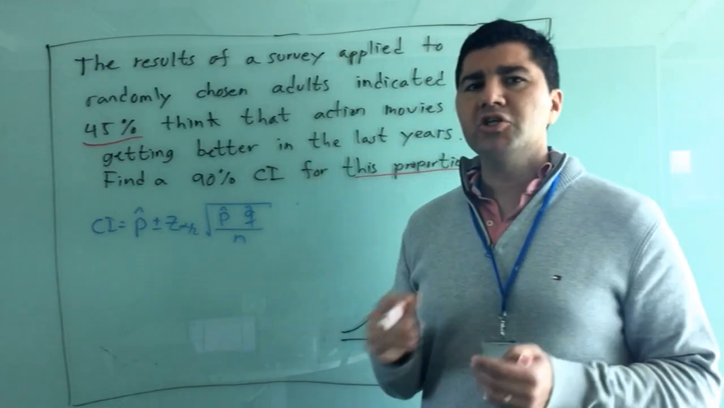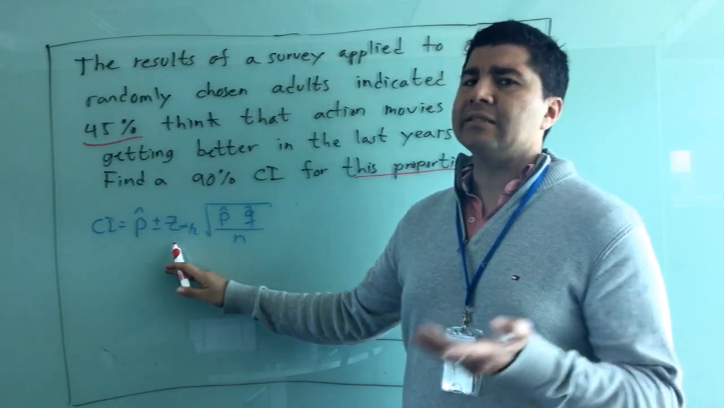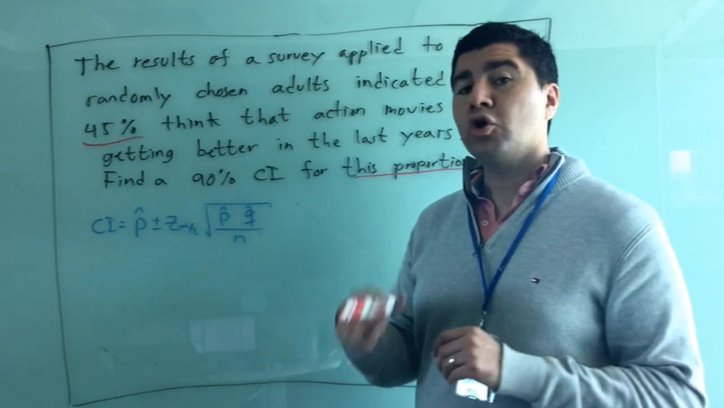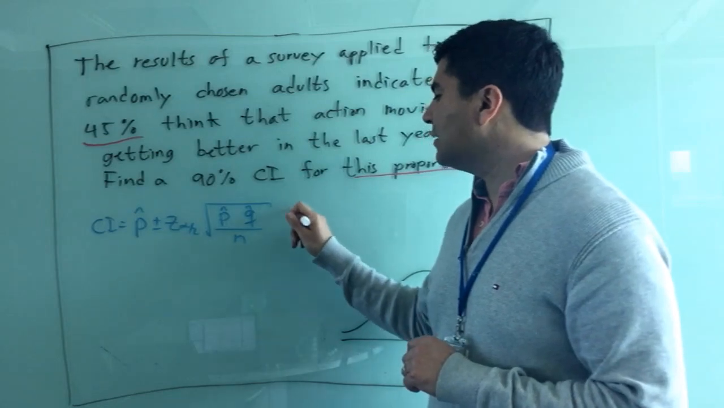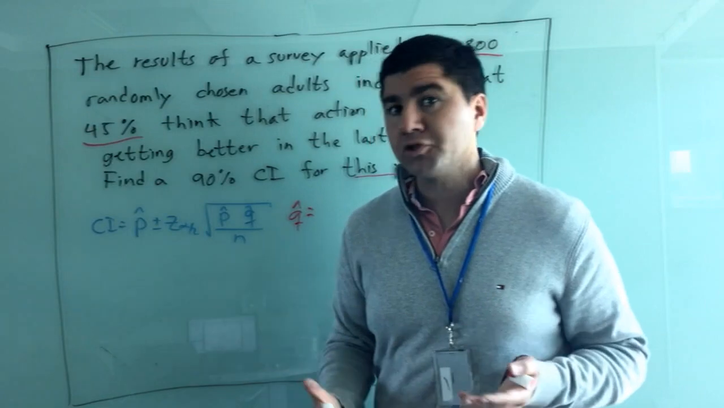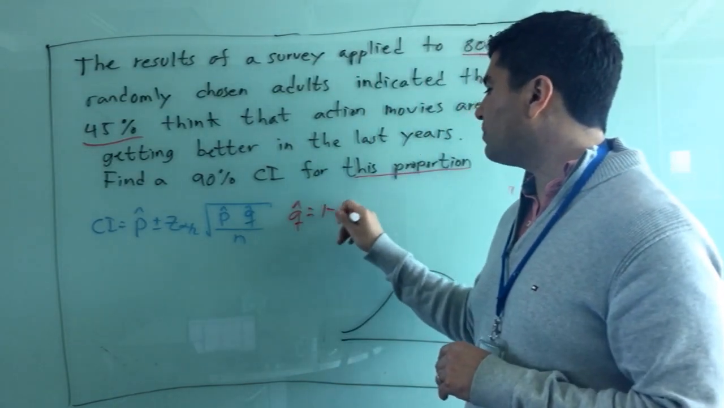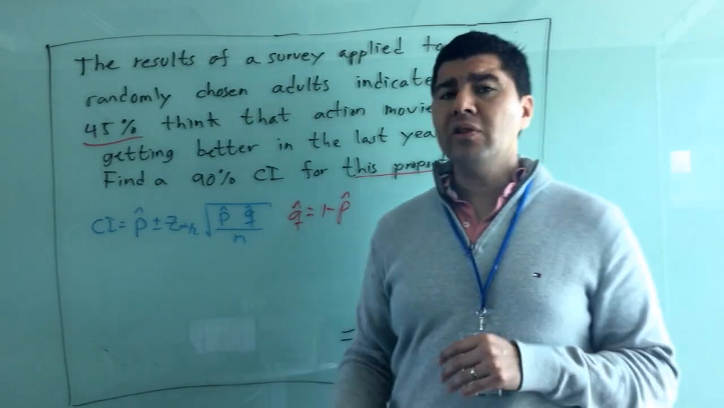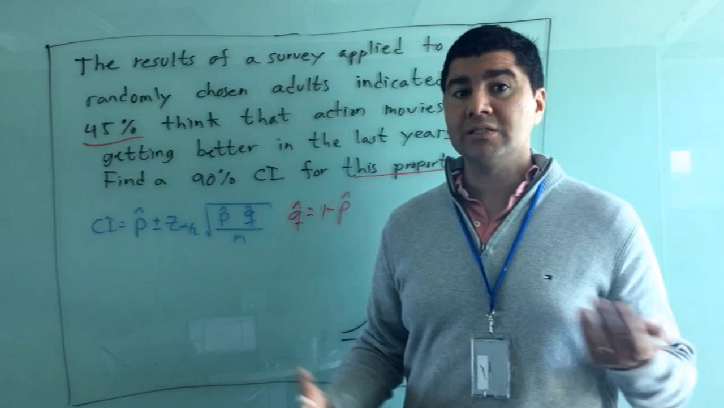Most of this information is already given. However, we are missing, again, C of alpha halves, but also q hat. We're going to see that q hat is just the complement of the probability or proportion that we want to analyze. In this case, 1 minus p hat. To calculate what's happening with C of alpha halves, we just follow the same procedure as before.